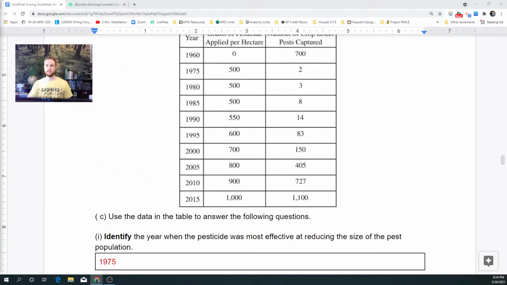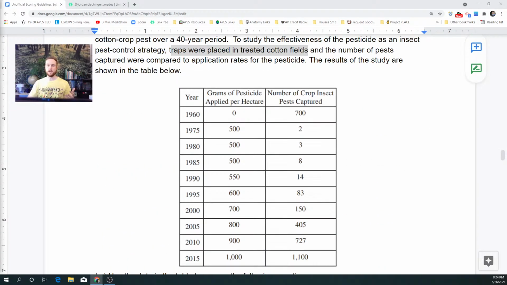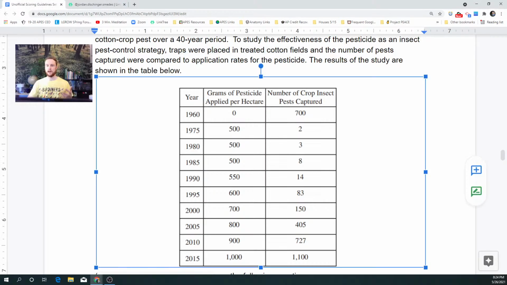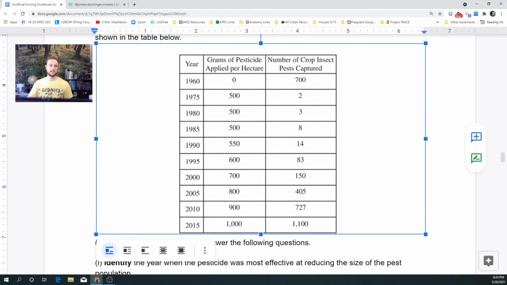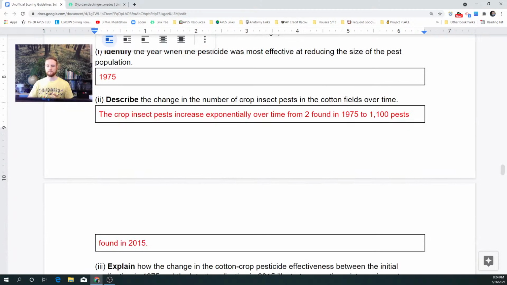And so if we look here, giving data is even better. If we say it went from 2 insect pests captured when 500 grams per hectare were sprayed in 1975, all the way up to 1,100 insects caught with 1,000 grams of pesticide per hectare in 2015, then we're giving actual data. That's even better. But you really want to say it is dramatically increasing.